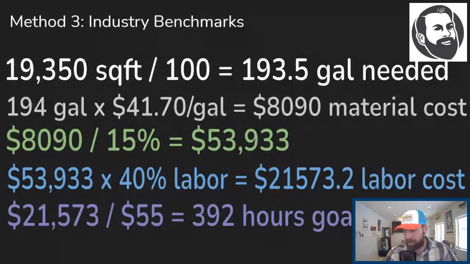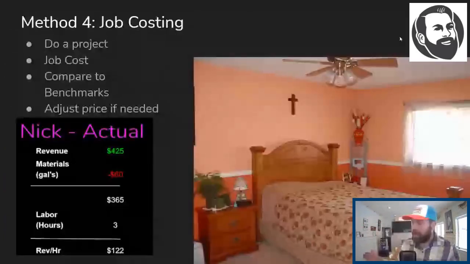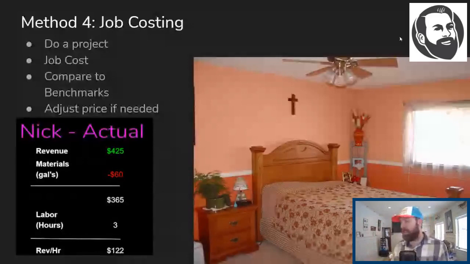Okay, we'll keep on trucking here. More stuff. Job costing. This is my favorite. This is the most unsatisfying way of coming up with pricing because it takes effort and it takes follow-up and it takes consistency, which technically most painters and paint business owners are not great at.